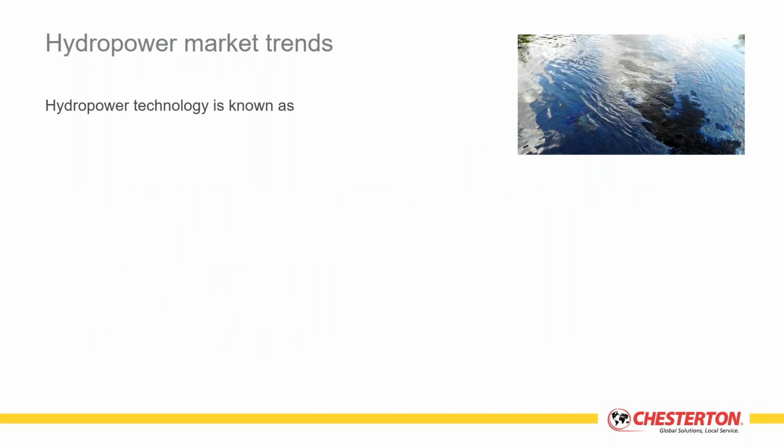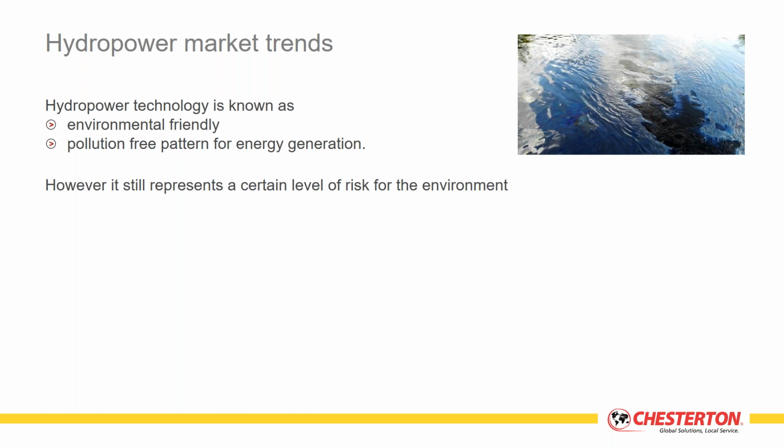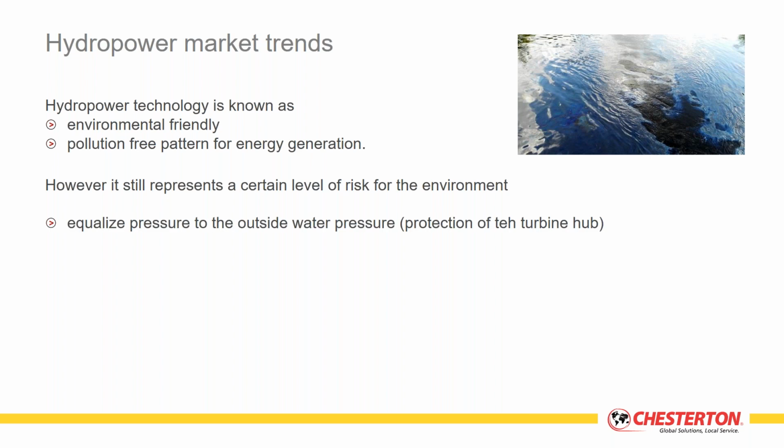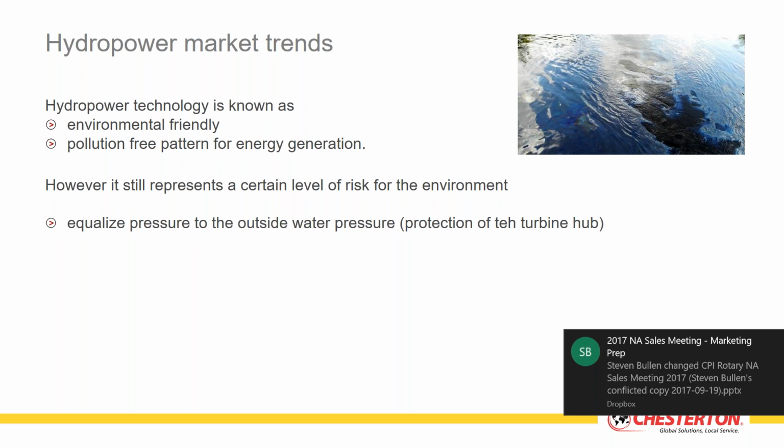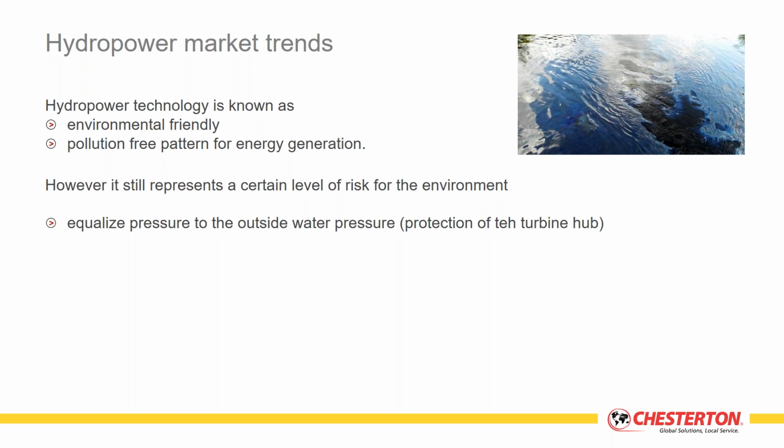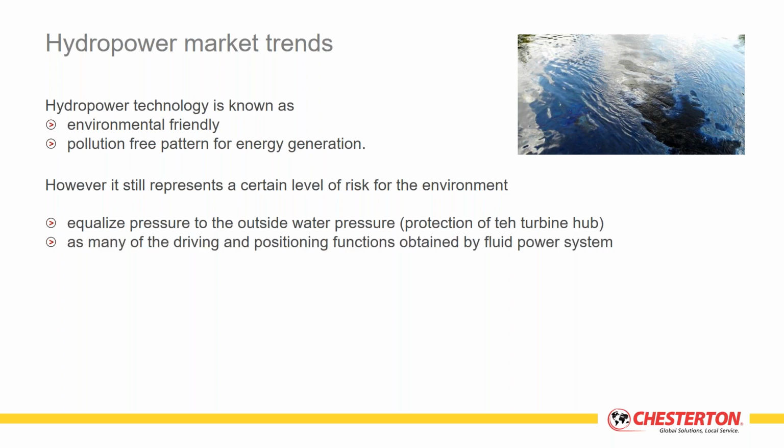The hydropower technology itself is actually known as an environmentally friendly technology, and this is a pollution-free pattern. However, hydropower still represents a certain level of risk to the environment for several reasons. Number one, we use different lubricants and hydraulic fluids in the system. First of all, to equalize the pressure to the outside water pressure, and we are talking about the equalizer pressure, and we are talking about the pressure inside of the turbine hub.